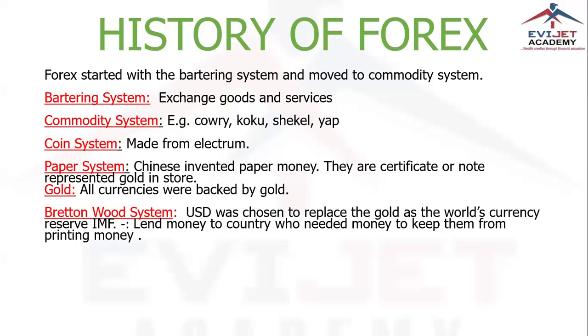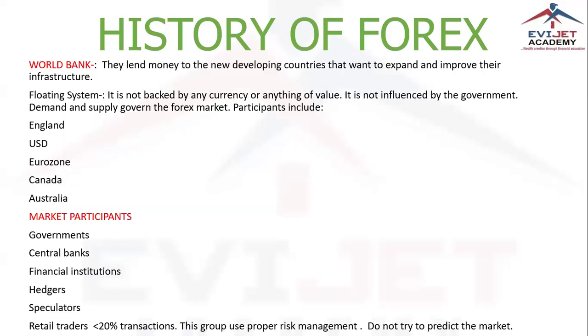So USD, as you see, is the number one currency because it was chosen, all right, by the Bretton Woods system to be the reserve currency. So let's go to the World Bank. Now, the World Bank lends money to new developing countries that want to expand and improve their infrastructure.